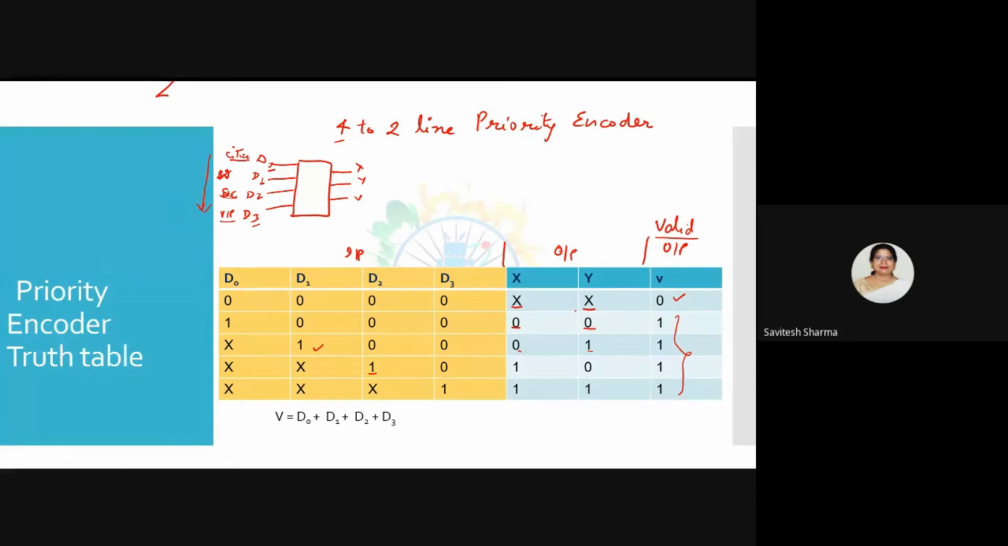For this one, D0 is high. For this one, D1 is high. For this one, D2 is high. For this one, D3 is high. So directly you can write the expression for V.